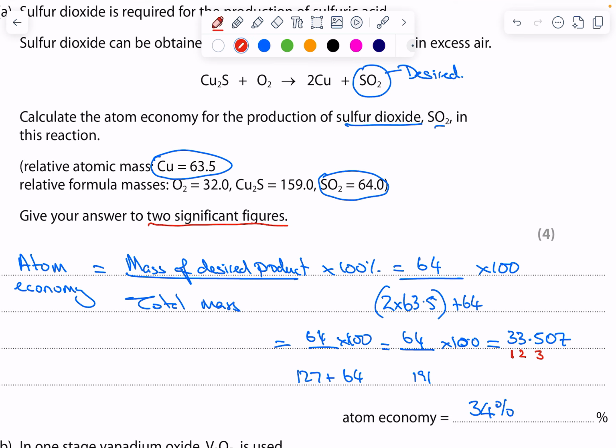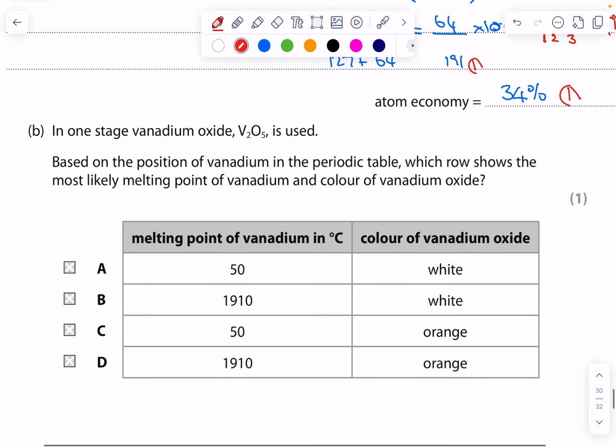In terms of marks, there's 4 marks in this question. Wow, it's taken a lot of marks at this. You're going to get a mark for working out the 191, a mark for putting these numbers in the right places, a mark for getting that, and then a final mark for getting the answer to 34, two significant figures.